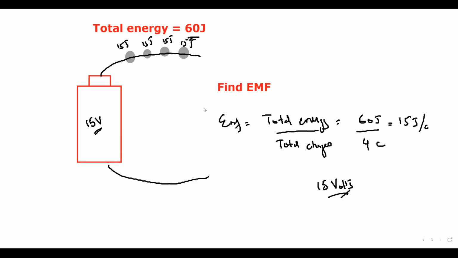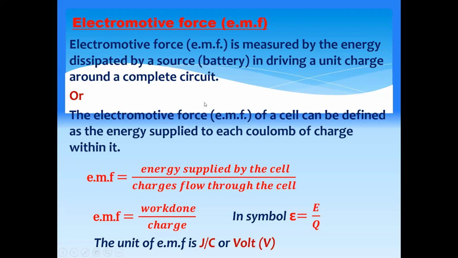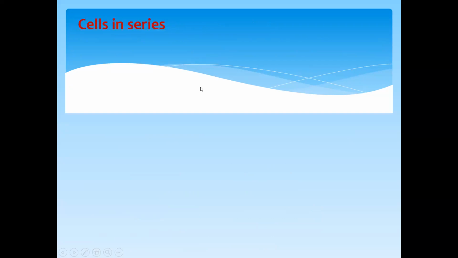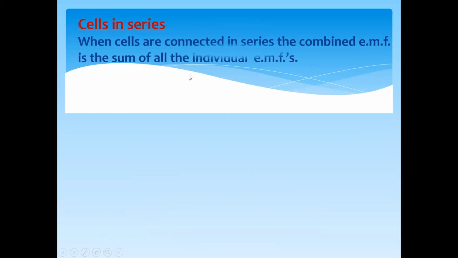So electromotive force, or EMF, is the work done on a unit charge to move the charge around the circuit. You have to learn these definitions as well. And when we connect the cells in series, the total EMF will add up. Example, we have 1.5, 1.5 and 1.5. Three 1.5 volt cells are there. And this is a positive terminal, negative, positive, negative, positive, negative.